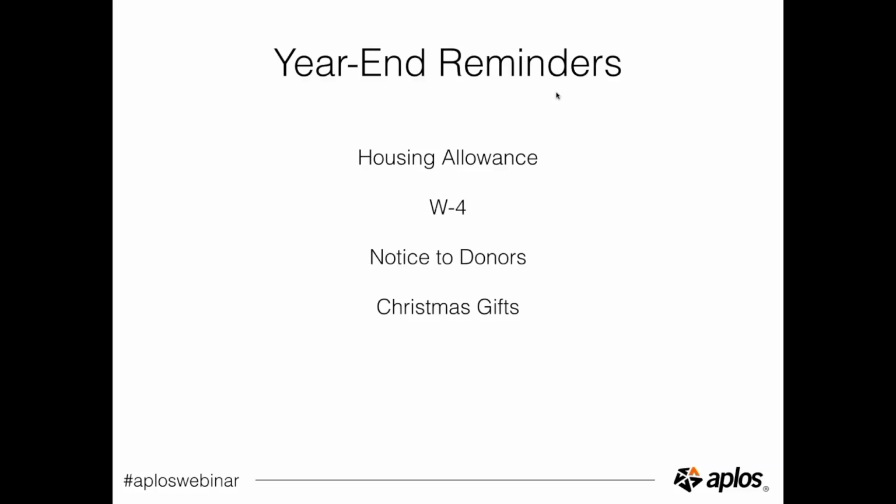These are things that either people need reminders of or that you need to remind yourself of. Housing allowance: make sure that's all lined up for the new year and that you've taken care of everything for the current year. Make sure W-4s are up to date for all of your employees, and if they need to make any changes, have them do so now. Send a notice to donors so they know they can still donate through the end of the year, but should wait until they file their taxes to have their full contribution statement, as well as any Christmas gifts that need to be documented differently.